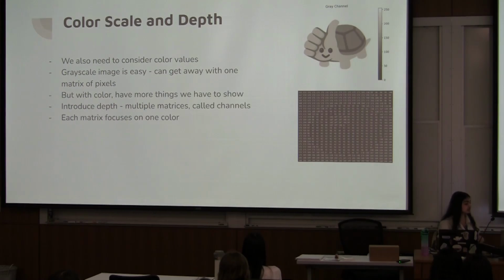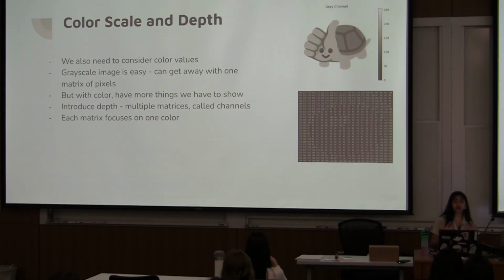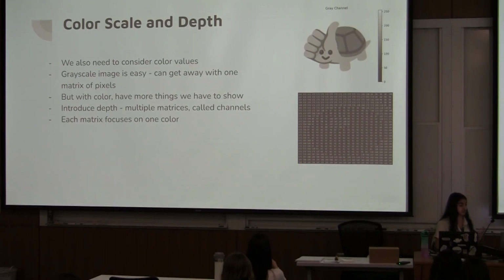But with color images, you have more things you have to show. So here we're going to introduce something called depth. Depth basically talks about the number of matrices we need in order to represent an image. These are called channels. Each matrix that we need to represent is called a channel, and each matrix is going to focus on just one color.